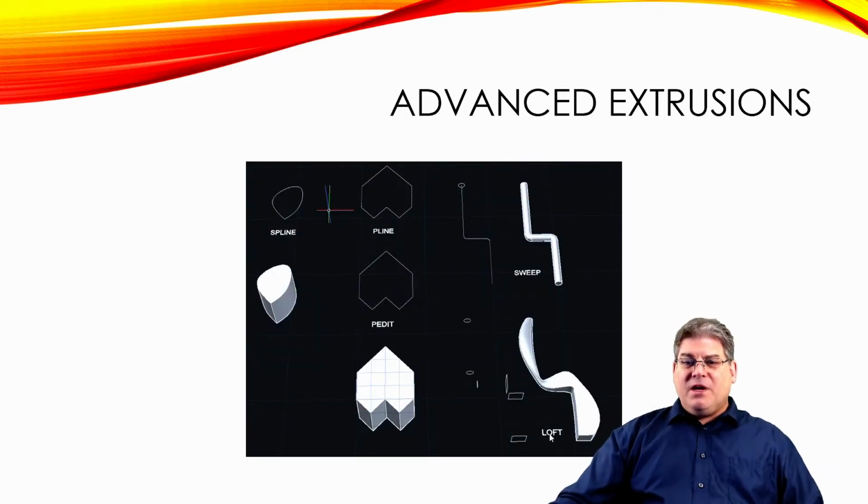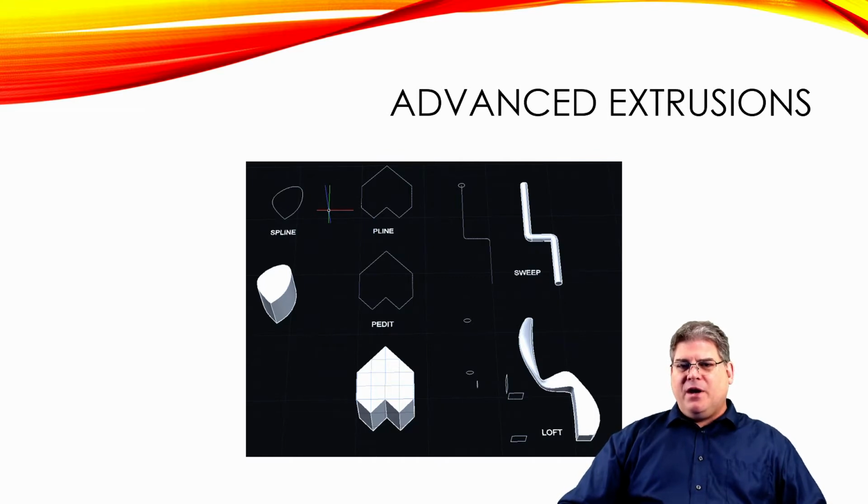Now there are some advanced extrusions. We talked about how the cube command, for example, starts by creating a rectangle and then it extrudes it up. You're not limited to those basic shapes. We can also use things like a spline, which is a continuous line, as long as it closes itself off, to create any solid geometry.